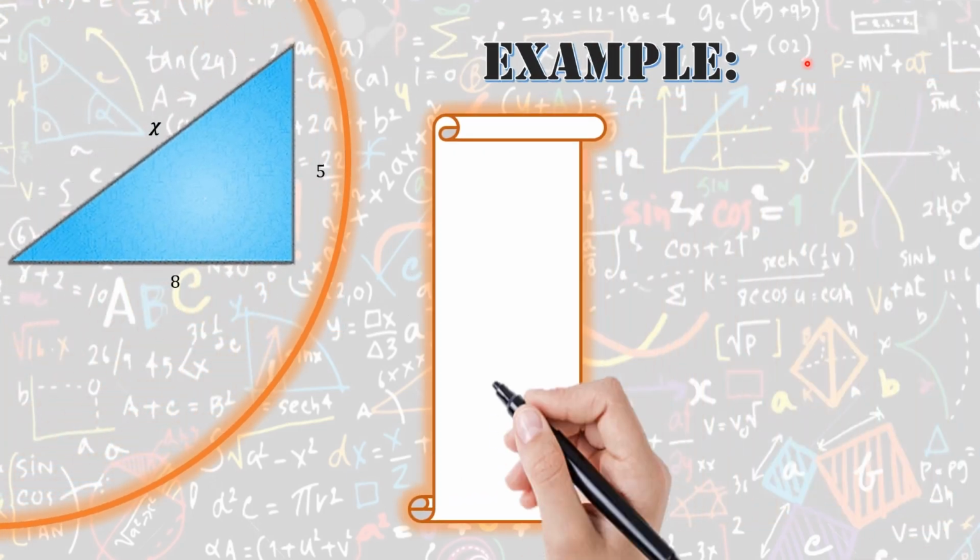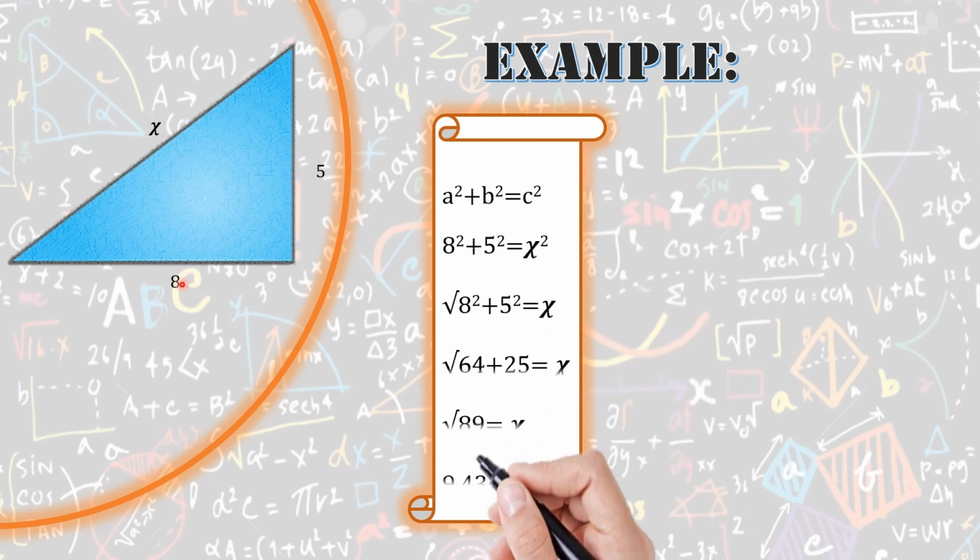Now let's take a look at an example. Here we have 5 and 8 and we're trying to find the hypotenuse x. So here the formula is there for calculating c or x over here. Now a is 8 and b is 5. So 8 square plus 5 square equals x square, and root of 8 square plus 5 square equals x, root of 64 plus 25 equals x, root of 89 equals x, and 9.43 centimeters equals x.